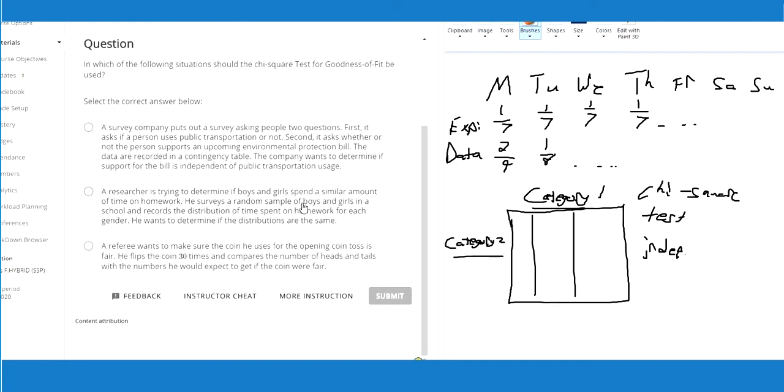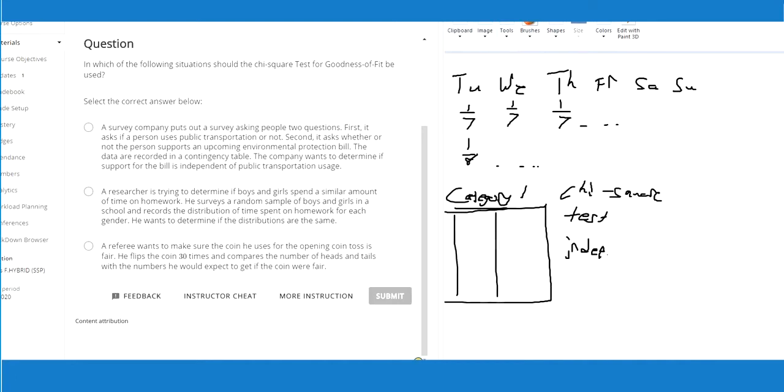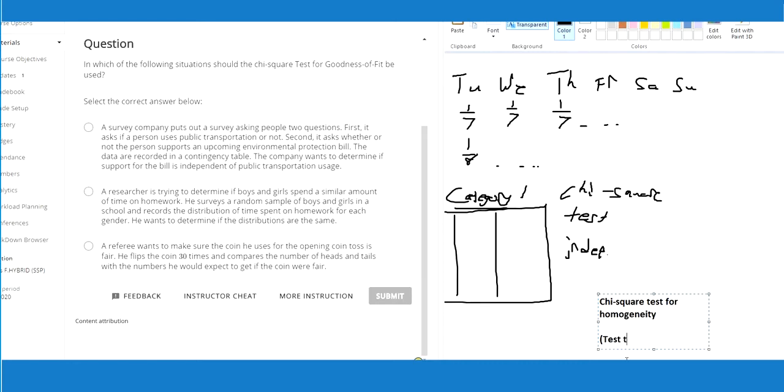A researcher is trying to determine if boys and girls spend a similar amount of time on homework. He surveys a random sample of boys and girls in schools and records the distribution of time spent on homework of each gender. He wants to determine if the distributions are the same. So really, if you've got 2 columns of numbers and you're trying to determine if they come from the same population or not, that's a chi-square test for, I don't know how to spell this word, homogeneity. Okay, that's when you test to see if 2 variables come from the same population.